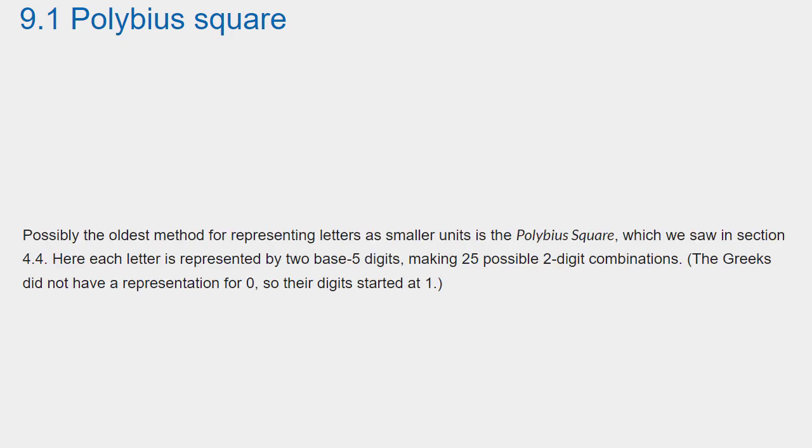Section 9.1. Polybius square. Possibly the oldest method for representing letters as smaller units is the Polybius square, which we saw in section 4.4. Here each letter is represented by two base 5 digits, making 25 possible two-digit combinations. The Greeks did not have a representation for 0, so their digits started at 1.